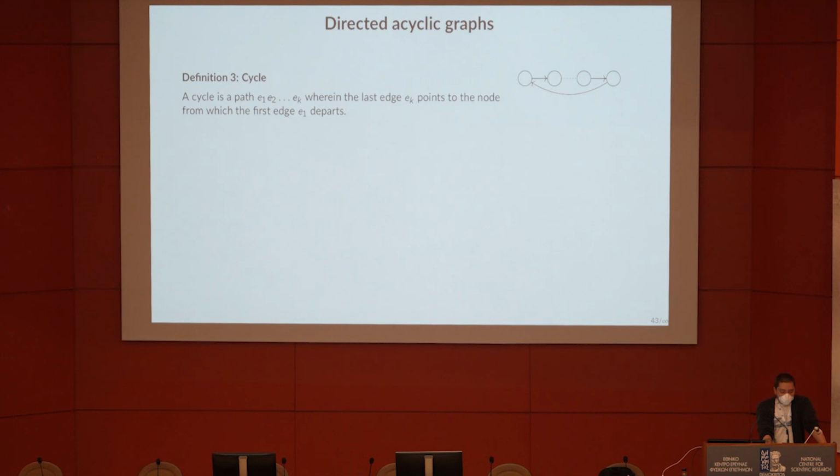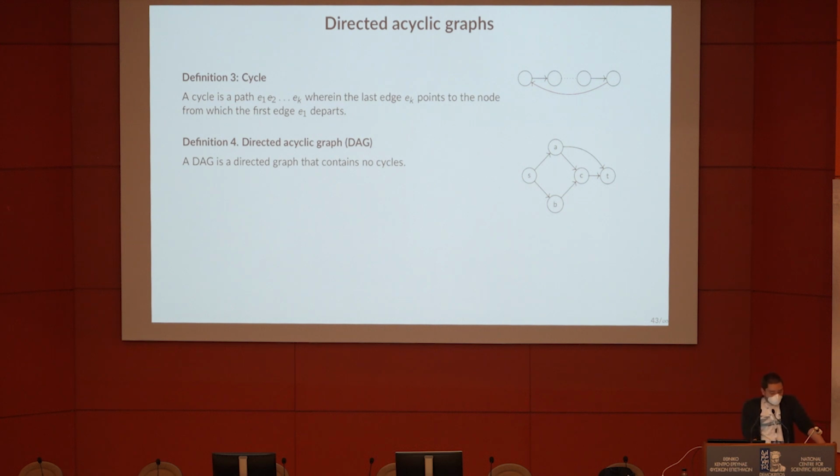There is one special kind of path called a cycle, and that is a path where the last edge points to the same node where the first edge started from. So it's a path that closes back on itself right at the end. Okay?